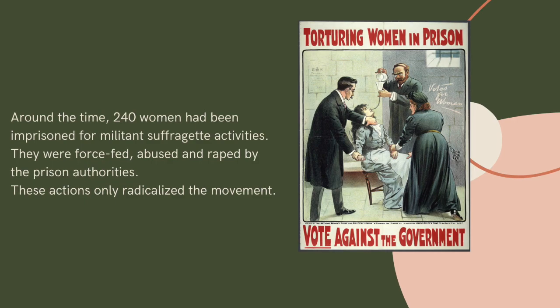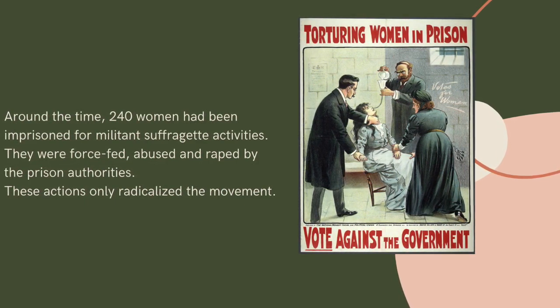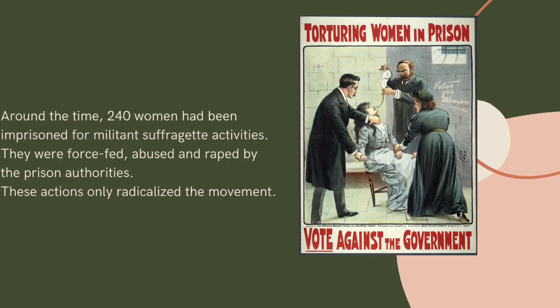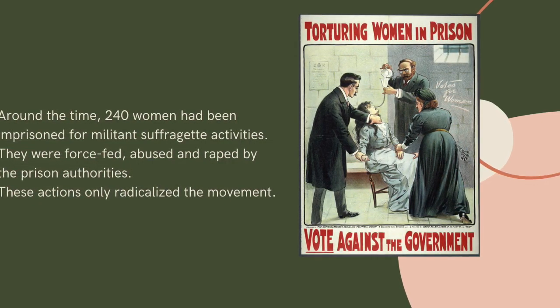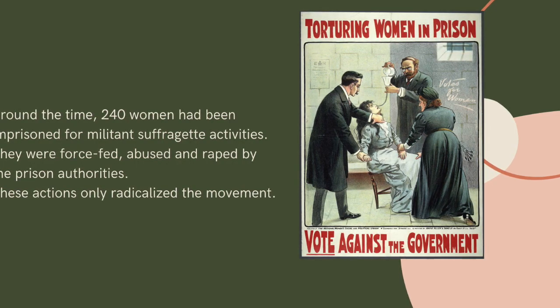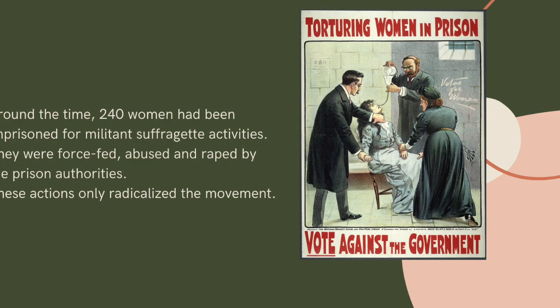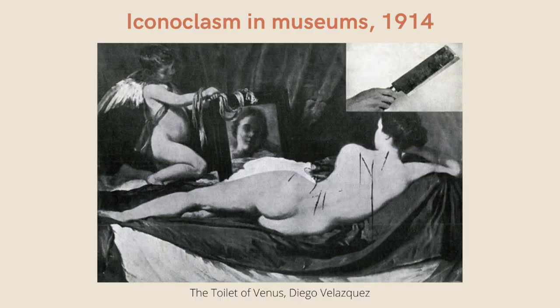240 people had been sent to prison for militant suffragette activities. Once in prison, these inmates were often subjected to the torture of force feeding at the hands of the prison authorities, actions which only further radicalized them and increased their commitment to the militant campaign on their release.